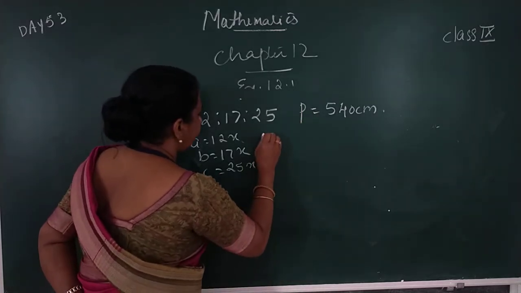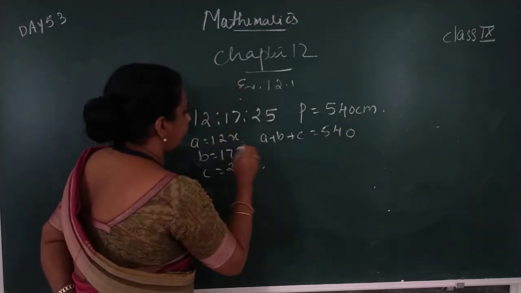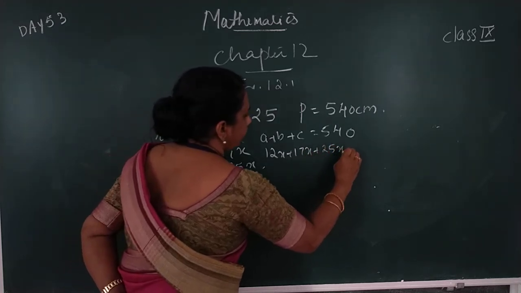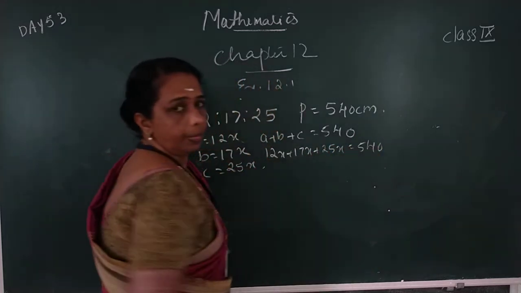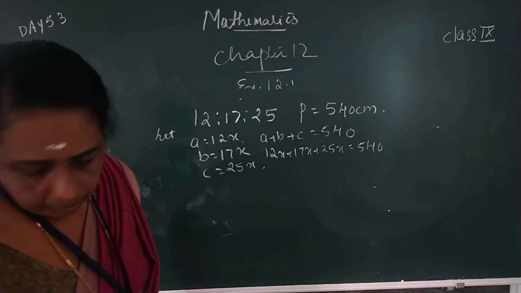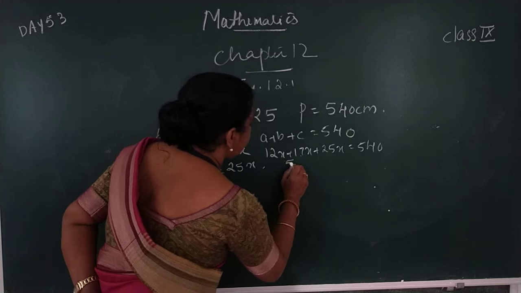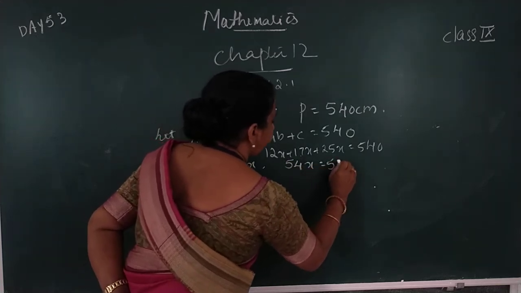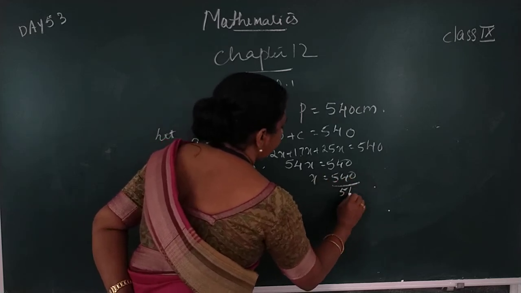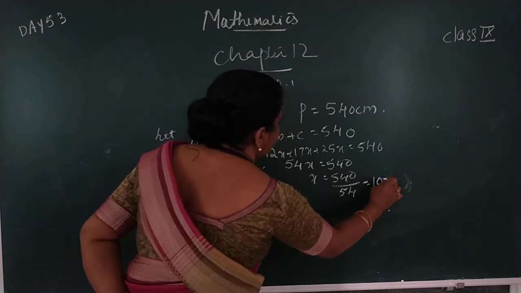Perimeter is given. That is A plus B plus C is given 540. Here what do we say? 12x plus 17x plus 25x is 540. Okay, from that you can find out the value of x. 12 plus 17 is 29, plus 25 is 54. 54x is equal to 540. Then x is equal to 540 by 54. We get 10. Okay, x is equal to 10.